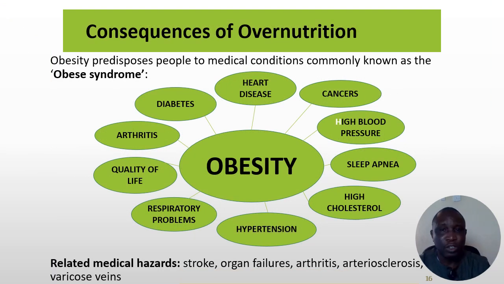Now let's look at the consequences of overnutrition, using obesity as an example. What are the other complications as a result of obesity? One, diabetes, heart disease, cancer, high blood pressure, sleep apnea, high cholesterol, hypertension, respiratory problems, reduced quality of life, and arthritis. These diseases come along with obesity, and this is what we call obese syndrome.